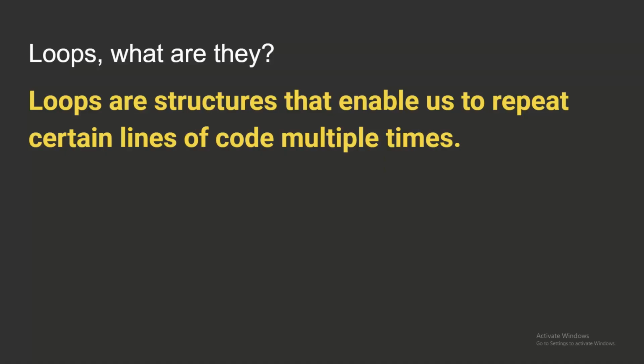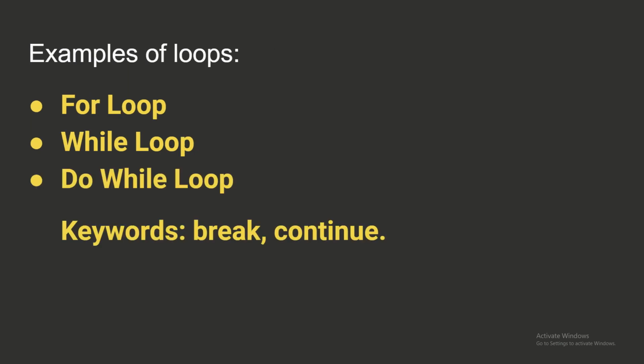What are loops? Loops are structures that enable us to repeat certain lines of code multiple times. So let's say you want to repeat something 100 times. You could write that line of code 100 times or use a loop, which is what we're going to learn today. There's multiple types of loops. There is for loops, while loops, do while loops, and many more. But in this video, we'll just cover these three types.